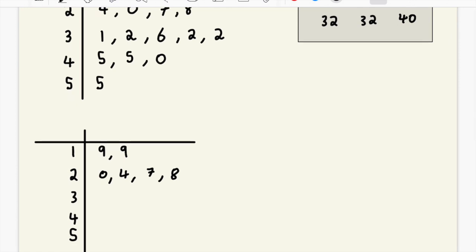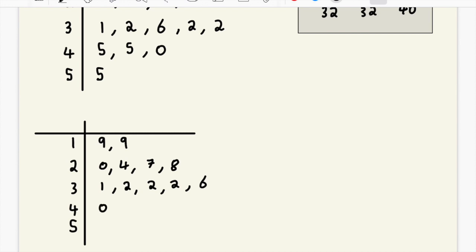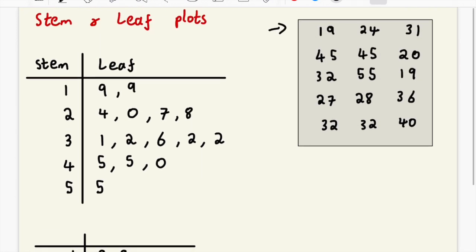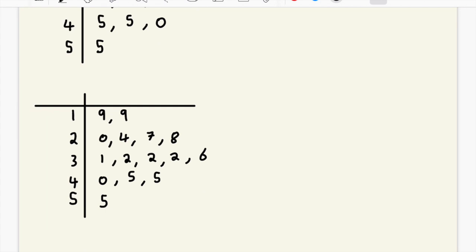Then for our 30s, we have a 1, we have three 32s, and we have a 36. So we'll have 1, 2, 2, 2, and 6. Then for our 40s, we'll have 40, 45, and 45, and our 55 will stay the same. So this is exactly the same as the first stem and leaf plot, but we're just arranging the numbers in numerical order.